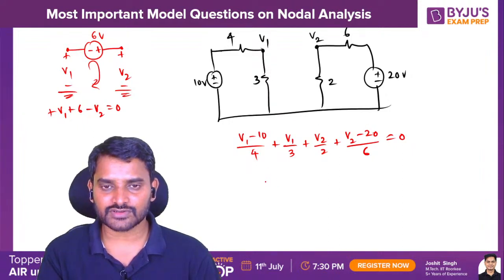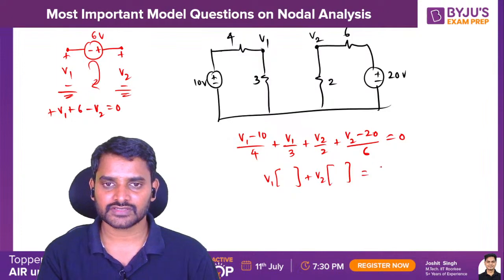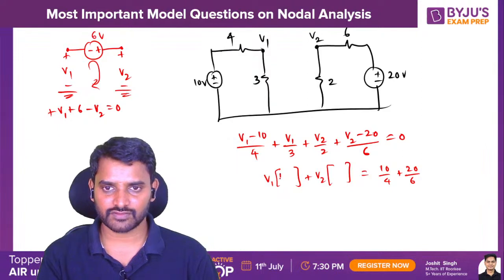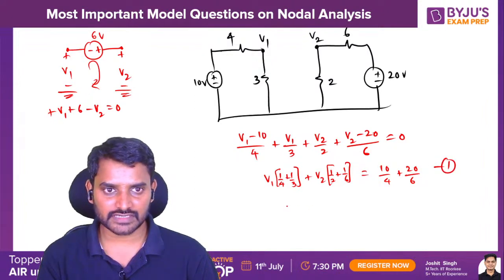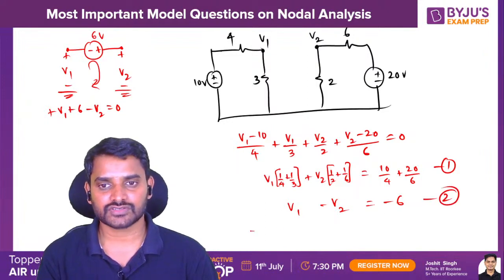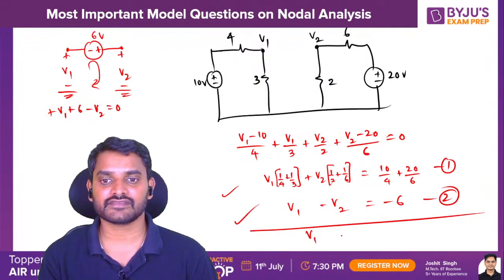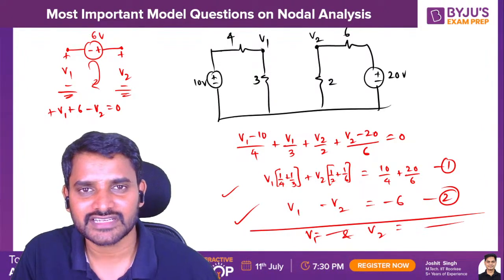So if you solve this one, you will get some V1 term plus V2 term is equal to some constant, if you have 10 by 4 and 20 by 6. So 10 by 4 plus 20 by 6. Of course, here you have 1 by 4, 1 by 3, and here 1 by 2 plus 1 by 6. So this is one equation. And here V1 minus V2 is equal to minus 6. This is the second equation. So solve equation 1 and equation 2, and you will get the V1 value and the V2 value. It's a lengthy procedure. Obviously, it's a lengthy procedure.